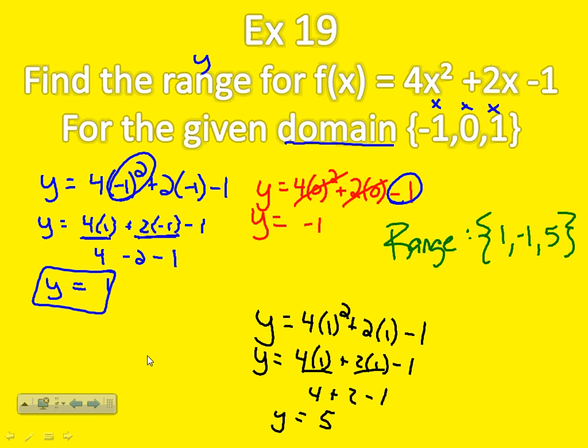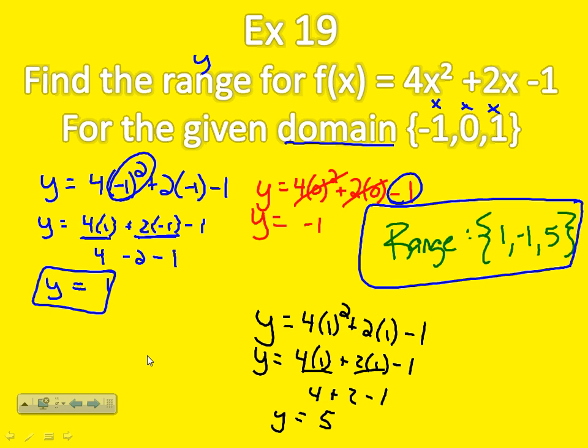Okay? And over here, 1 squared is 1. 4 times 1 is 4. 2 times 1 is 2. And 4 plus 2 minus 1 is 5. And then, again, Dylan asked you a little while ago how you would like us to write it. If they give you the domain like so, then this is probably a great way to write your answers. The range is that.